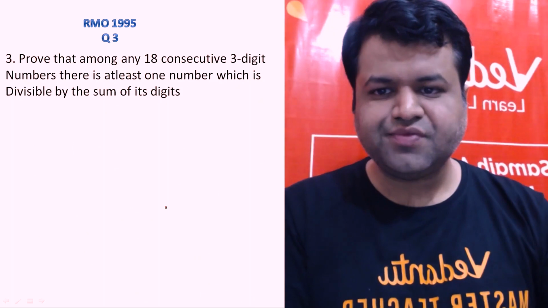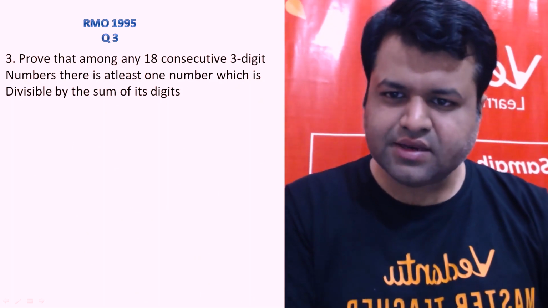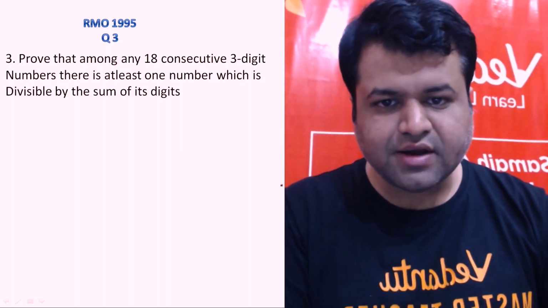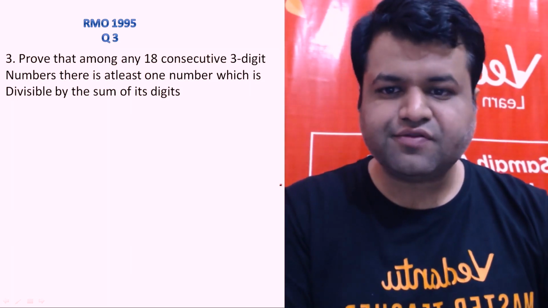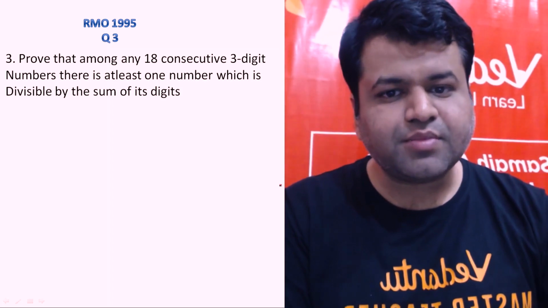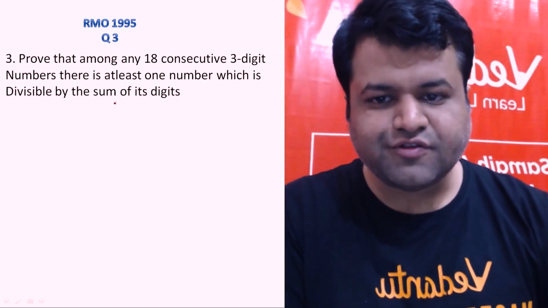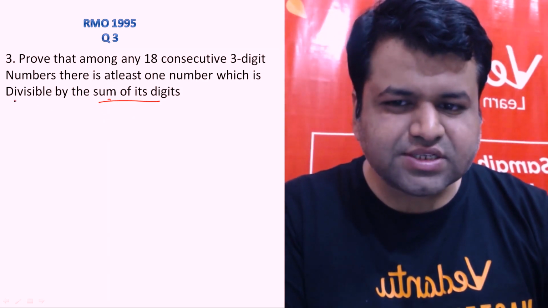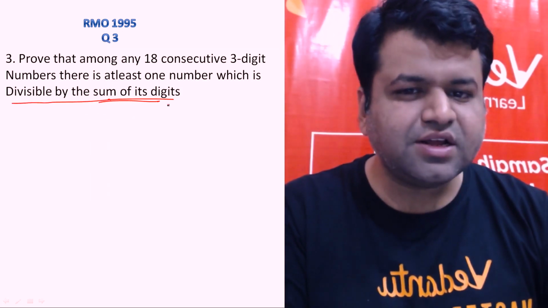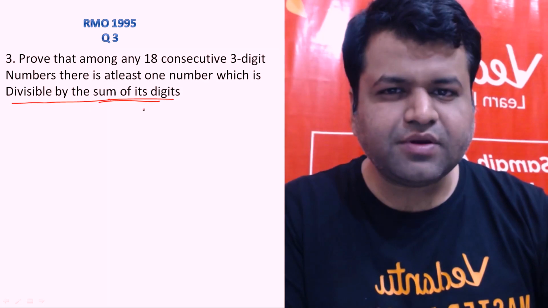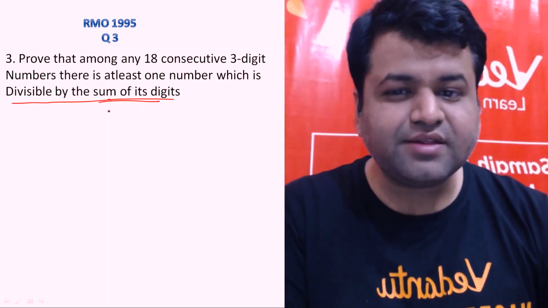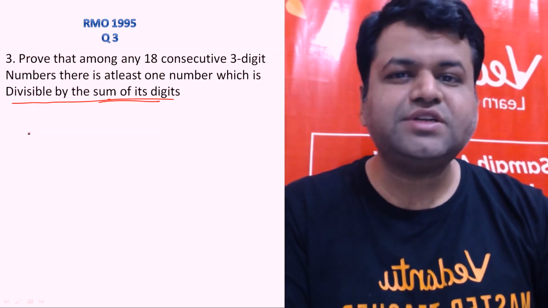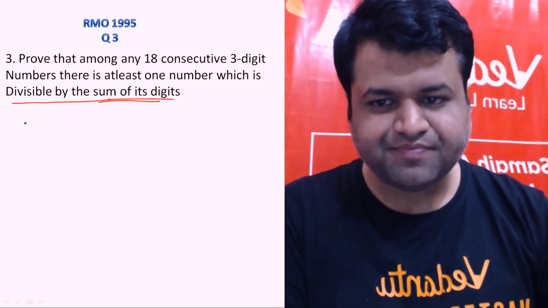Let's move to the next question, question number 3. This again is from number theory. The question says that we need to prove that among any 18 consecutive 3-digit numbers, there is at least one number which is divisible by the sum of its digits, right? And as soon as the question says divisible by the sum of its digits, there is one concept which strikes, I guess, each and every mind: a number will be divisible by 9 when the sum of its digits is divisible by 9.